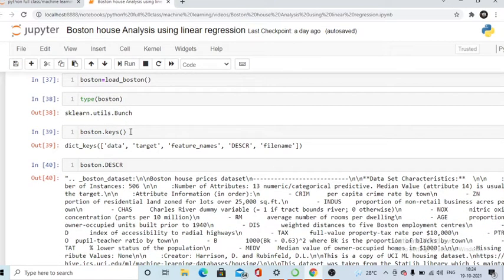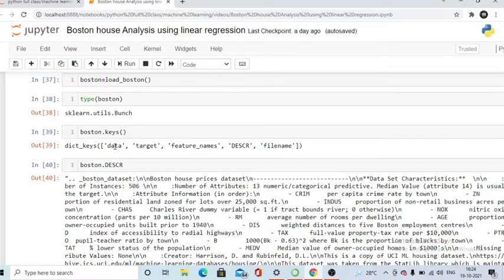And next you can do boston.keys. If you want to see what keys are available in the Boston data set, you simply write boston.keys, and then you will get data, target, feature_names, DESCR, and filename. DESCR is basically the description of my Boston data set, and feature_names is, suppose I have a data set with a number of rows and a number of columns. The columns in my data set are called feature names. Target is nothing but the price or median value, and data is the data available for doing the analysis.